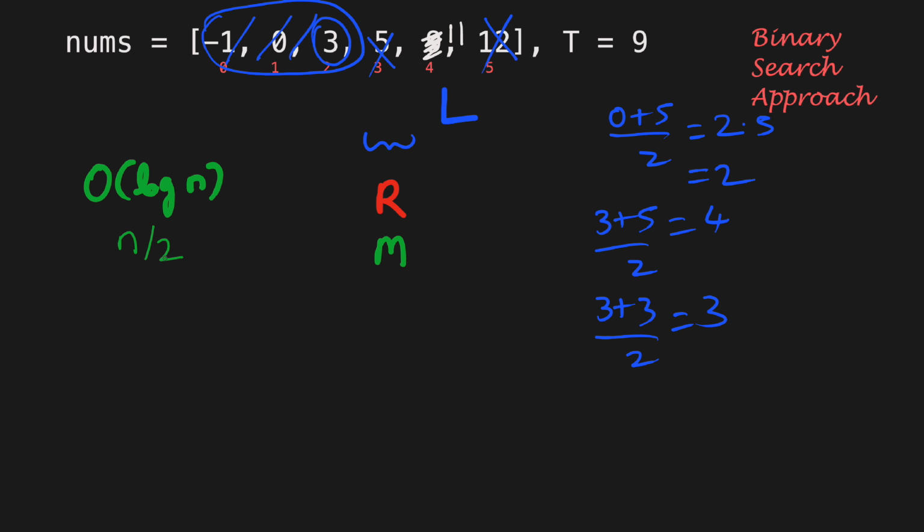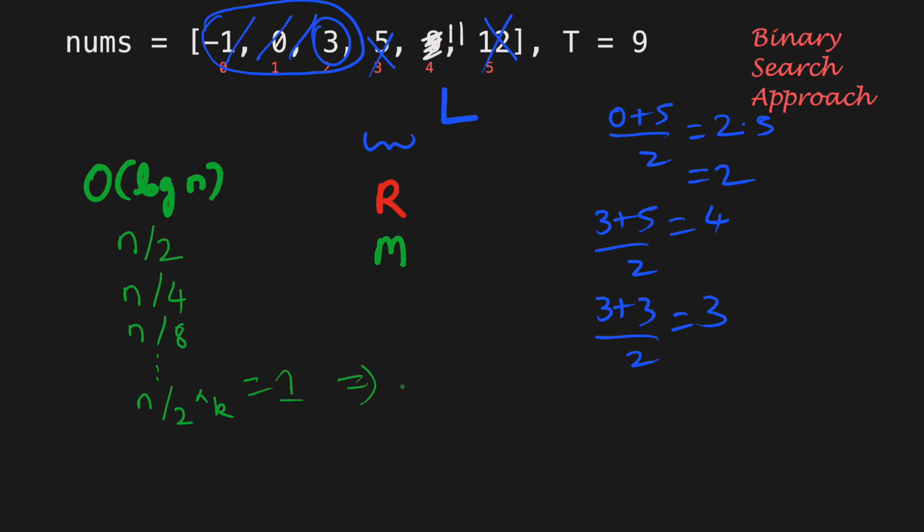In the second iteration, we will break the subproblem further and have only n by 4 elements to deal with. Similarly, after the third iteration, we will have n by 8 elements to deal with. And after the k iterations, we will have n by 2 to the power of k elements to deal with. And in the end, search space is reduced to only one element. In that case, we will either find the answer or not. But in any case, the algorithm will end now.